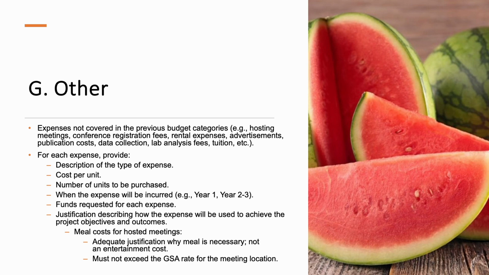For each expense listed in the table, provide a justification describing how it will be used to achieve the project objectives and outcomes. Lastly, identify the objective numbers from the project objectives and work plan template for each expense listed. Note that if costs for meals or refreshments for meeting attendees are requested, a reasonable justification is needed to support that the meal is necessary and is not an entertainment cost. Be sure to provide the estimated number of attendees and the cost per meal, which cannot exceed the GSA rate for the meeting location.